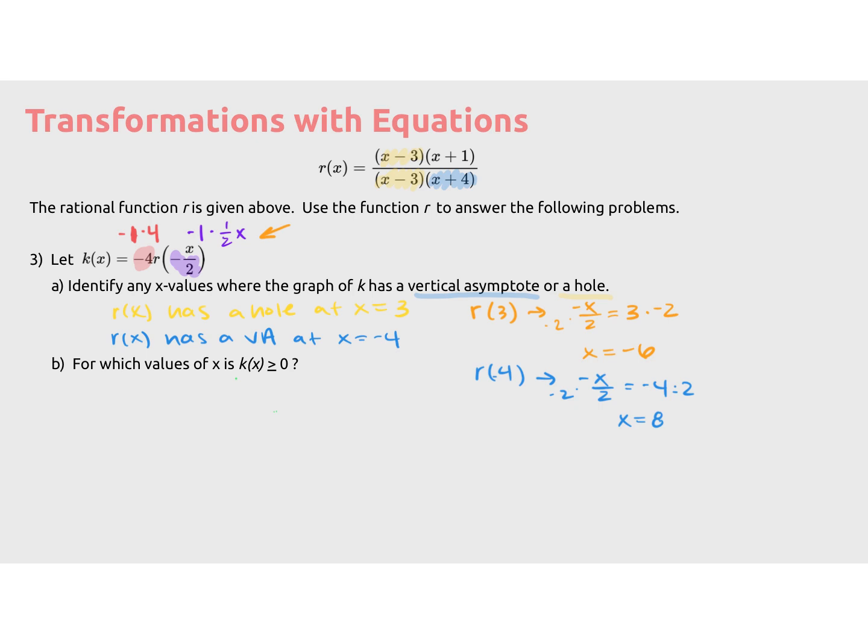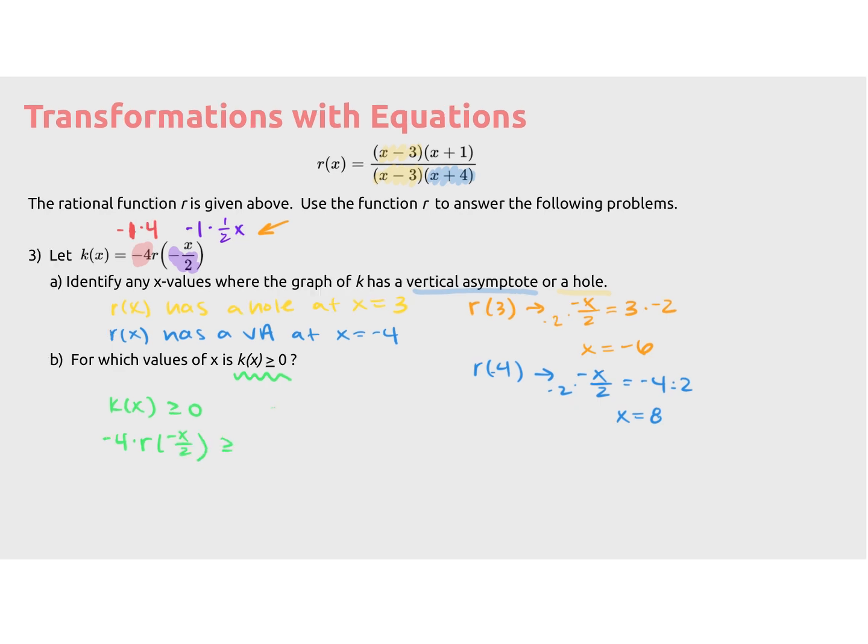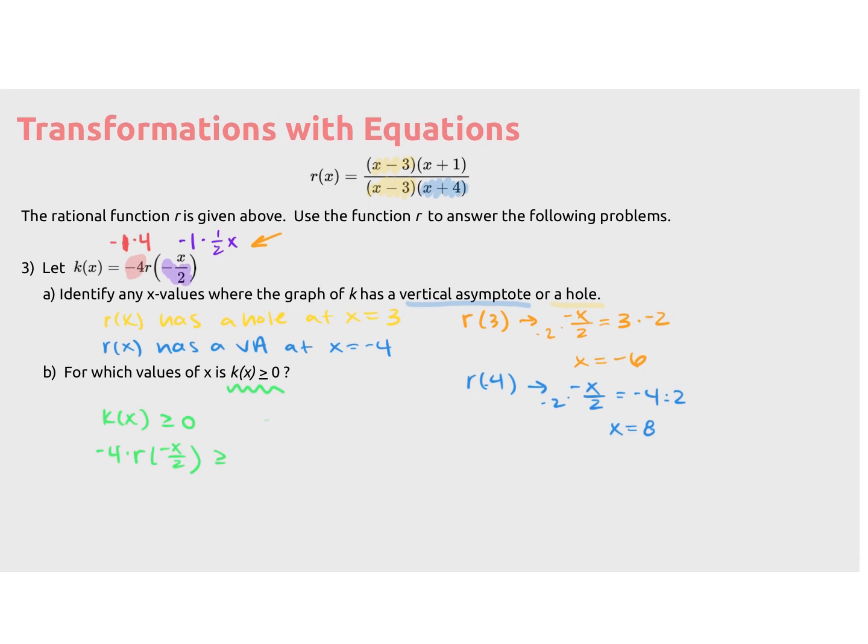The last one here says, where is k of x greater than or equal to 0? Because I haven't created a new function equation for k of x, I'm going to solve this based off of the relationship between k of x and r of x. So I have this statement, k of x is greater than or equal to 0. Okay, and I know that k of x is equal to -4 times r of -x/2. So my statement now looks like this.